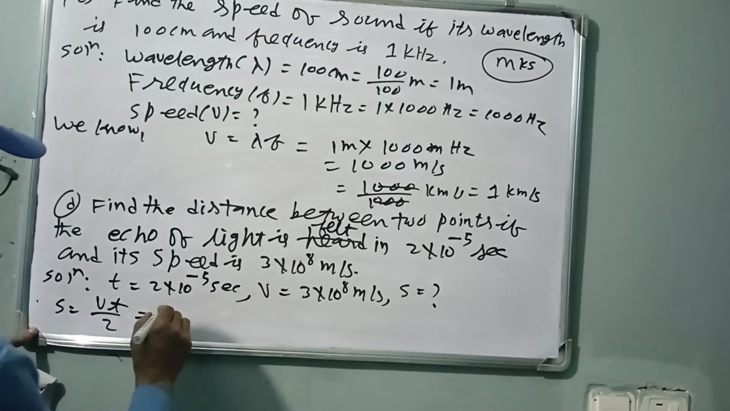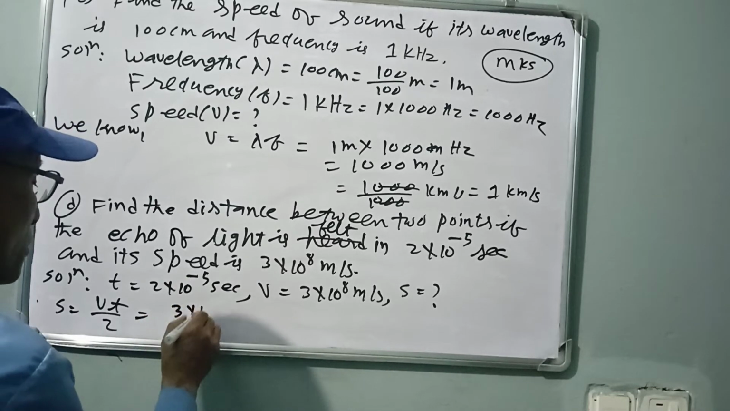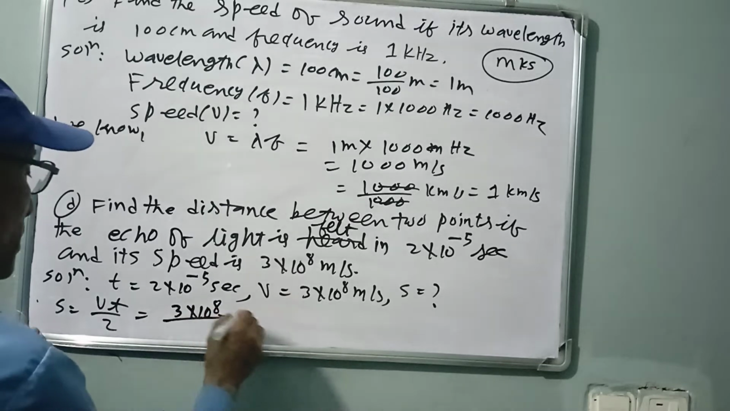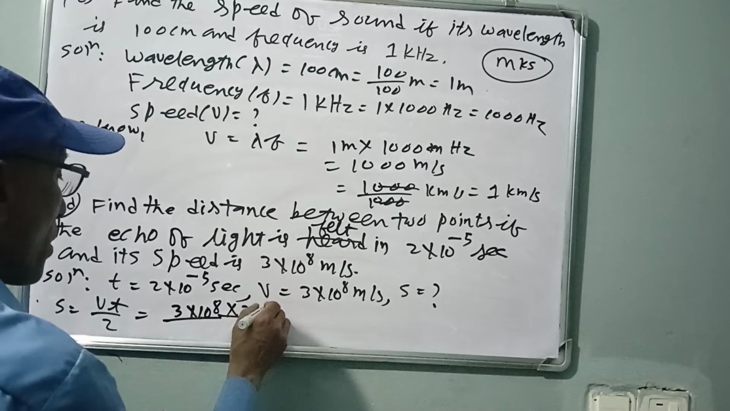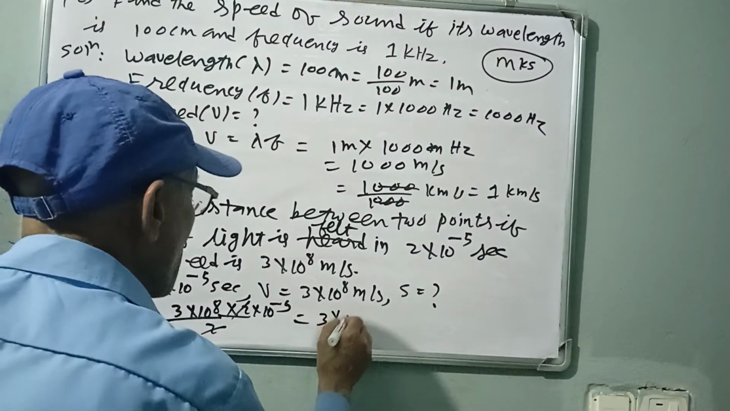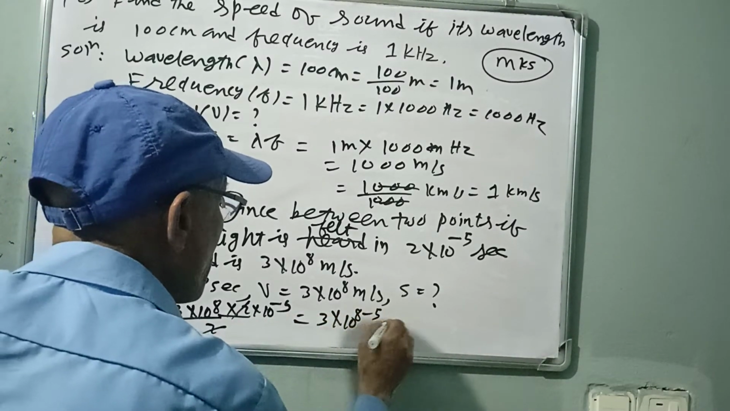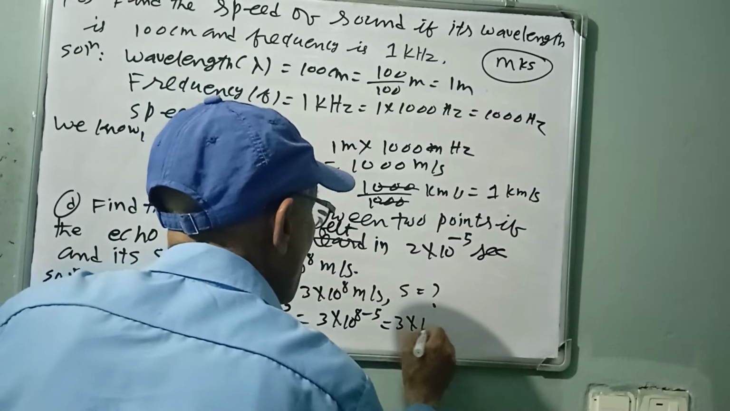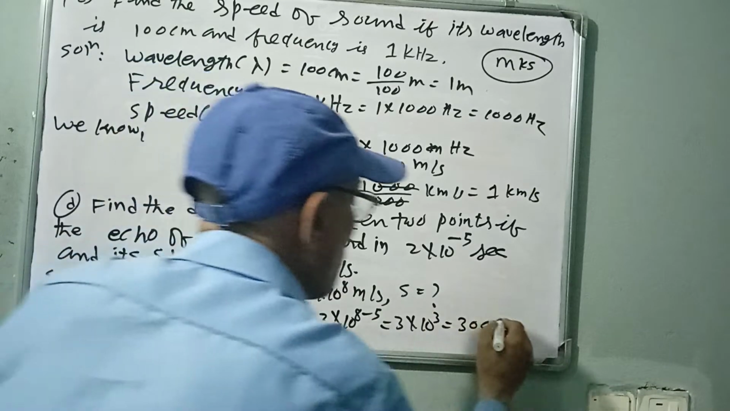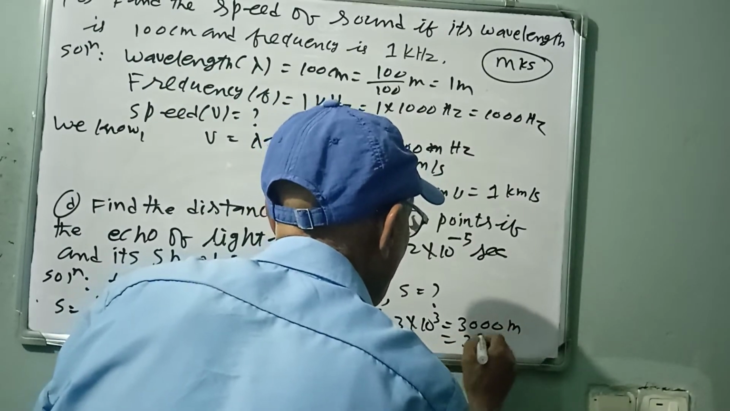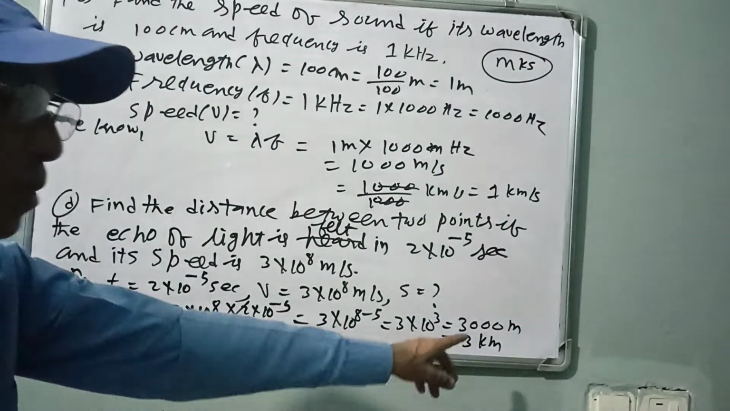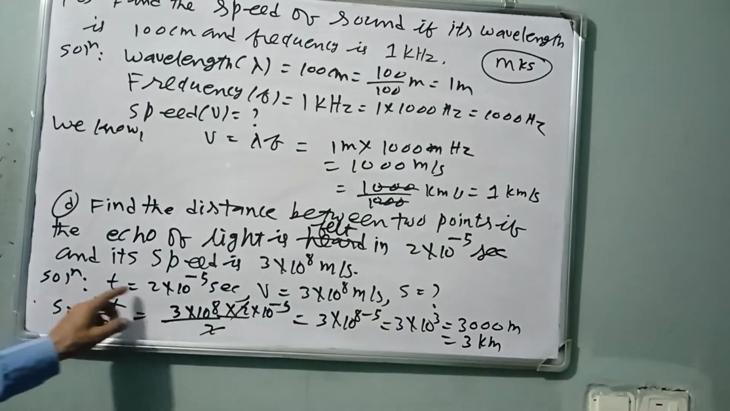Velocity v is 3 into 10 to the power 8. t is 2 into 10 to the power minus 5, by 2. To cancel, 3 into 10 to the power 8 minus 5, 3 into 10 to the power 3, or 3000 meter. 3 kilometer, divide by 1000. What is the distance between them? 3 kilometer.